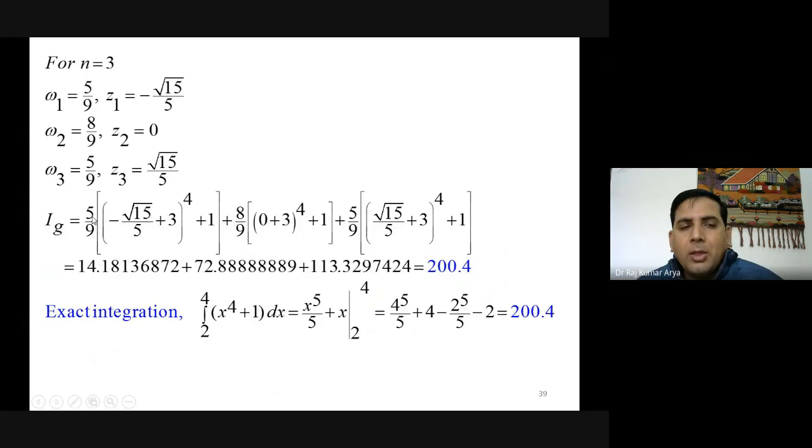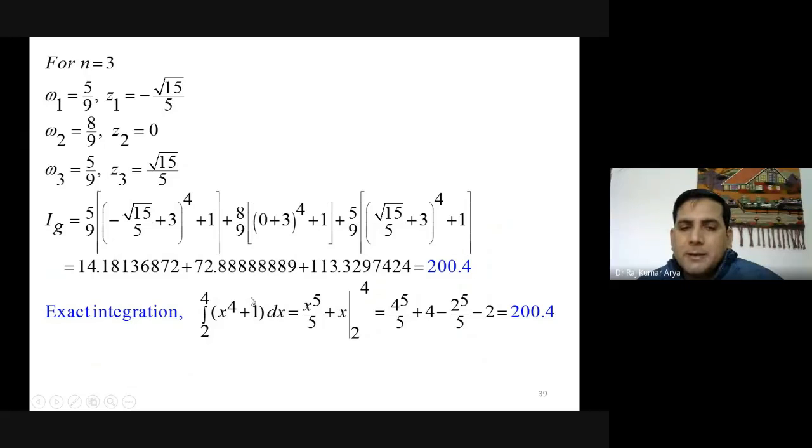You are multiplying by weight. You are calculating the function at the given values of z1, and thus adding at all 3 points. So this is w1 f(z1), w2 f(z2), w3 f(z3). Calculate that. You see here, I have just put in all the points to show how accurate it is. So if you add all of them, your answer is coming to 100.4.